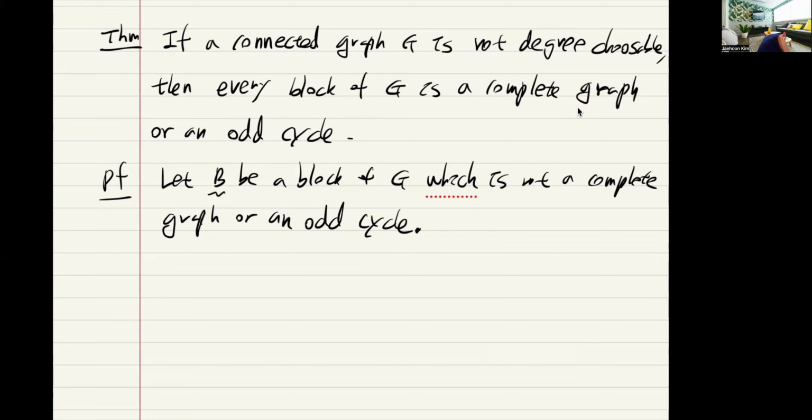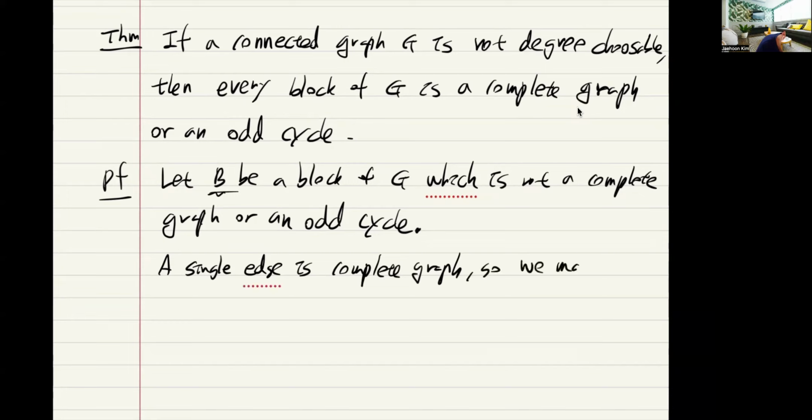As this B is a block. A block is either one vertex or an edge, or a two-connected subgraph. But a single vertex or a single edge is a complete graph. And then we just assume that B is not a complete graph. So you may assume that B is two-connected.